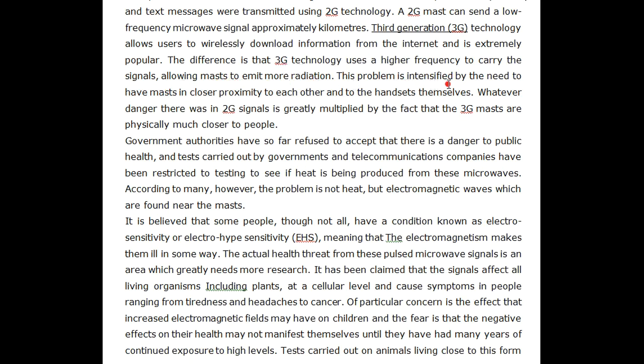This problem is intensified. It gets further aggravated by the need to have mast in closer proximity to each other and to the handsets themselves. So it's closer to the handset also. Whatever danger there was in 2G, so these all were the dangers in 2G as well, is greatly multiplied by the fact that the 3G masts are physically much closer to the people. Okay, so perhaps this is the reason why it is multiplied. The 3G masts are physically much closer to the people.